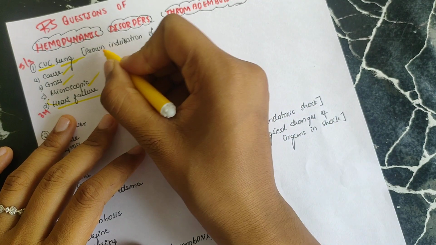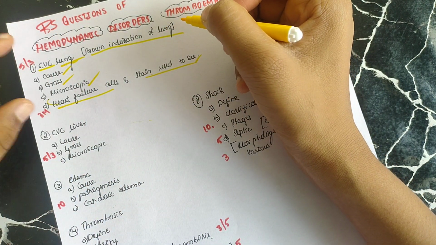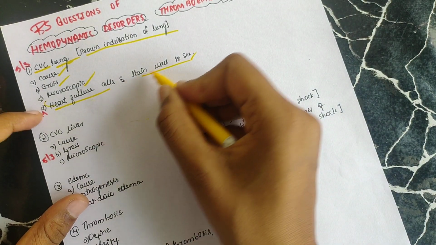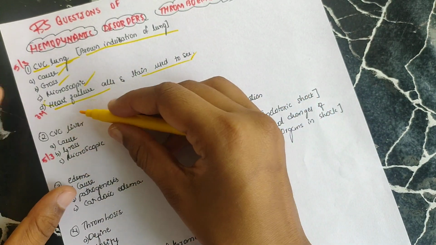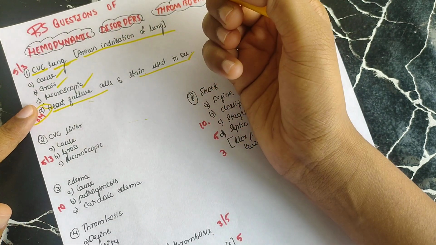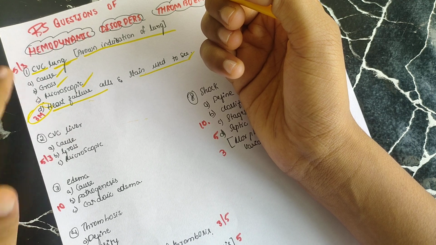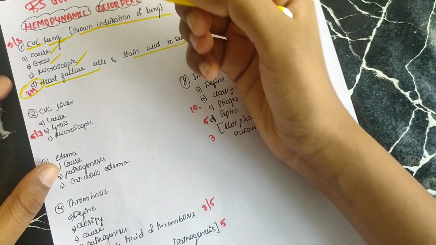CVC lung is also known as brown induration of lung. They may ask like this also, brown induration of lung. So you need to know all this. These heart failure cells, or the stain used to see the heart failure cells, is separately asked for a 3-mark question or 5-mark question. This entire thing can come for a 3 or 5-mark question. They may ask like the histopathology part, or they may directly ask you the theory points.